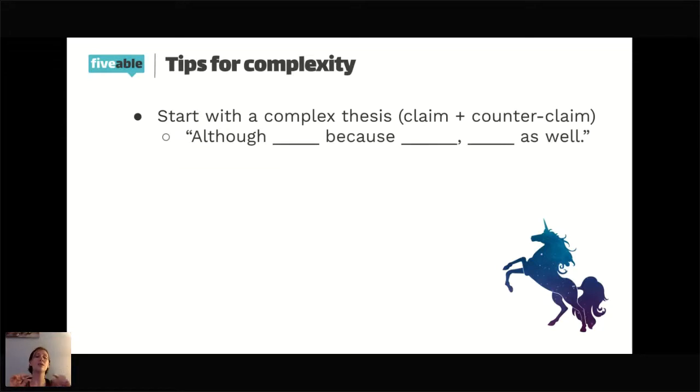So the most basic sentence frame that I could give you for your complex thesis starts with the word although. Although blank is true because of some kind of factor, something else is also true as well. So if we are looking at the prompt in the DBQ that we're working from tonight, develop an argument that evaluates the extent to which cultural traditions or belief systems affected the attitudes toward merchants and trade in the period 1200 to 1600.